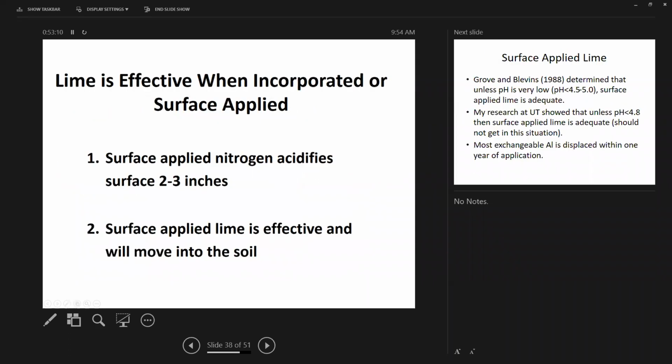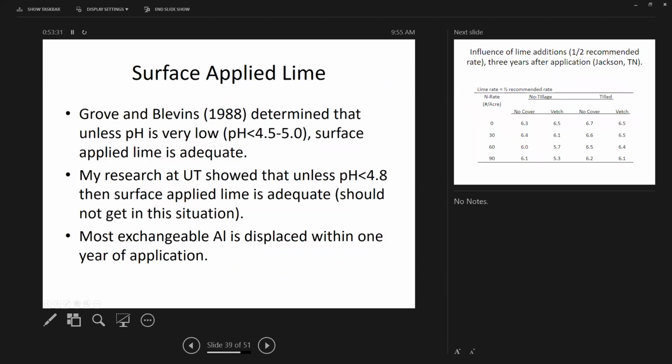And we'll skip across this. So incorporating versus surface applying. When we're in a no-till system, our nitrogen or acid forming fertilizers are at the surface. We're going to acidify the top 2 to 3 inches. When we're applying lime, it's going to be effective because we're applying it where we're acidifying.